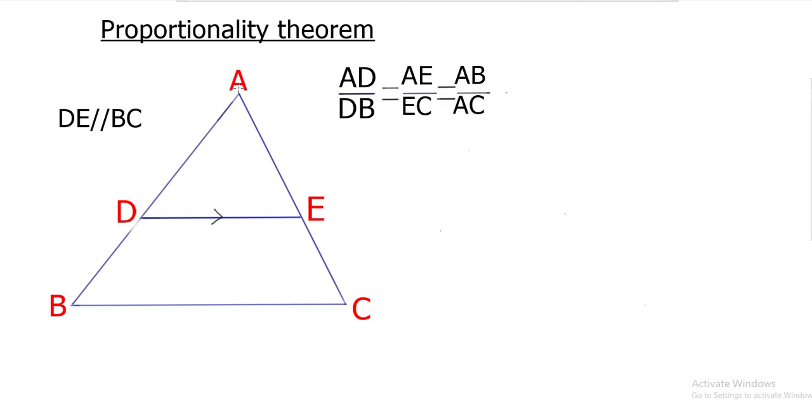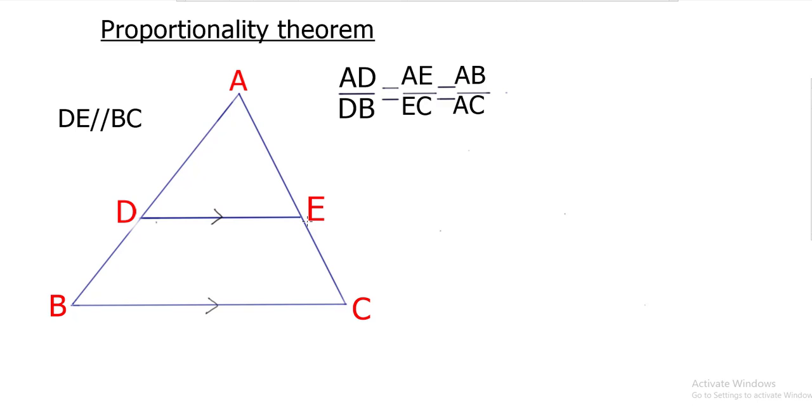It says that when you have a triangle ABC, and then you construct a line DE, and that line will be parallel to BC. So you have a triangle ABC. Then you construct a line parallel to BC, and you call the point here D, and this point you call E. You can give it any point according to the question they give you.